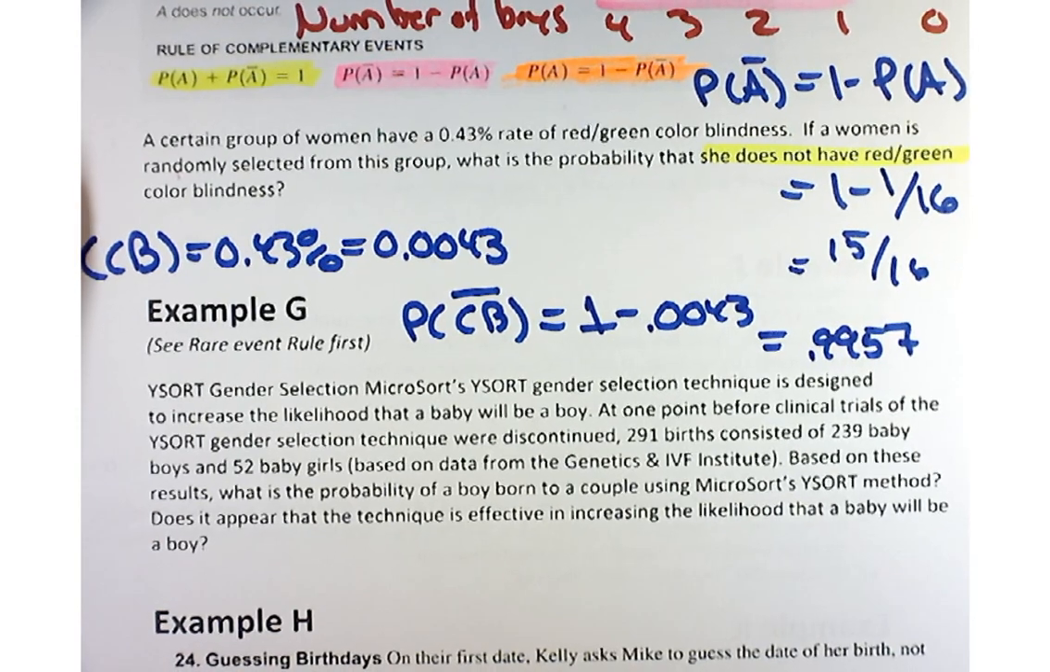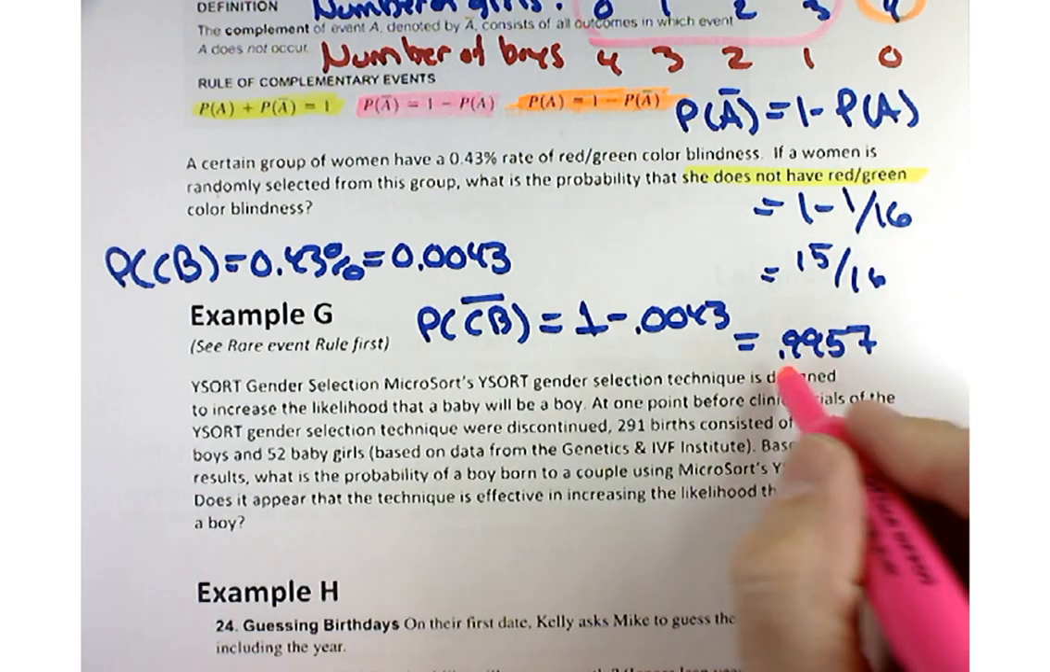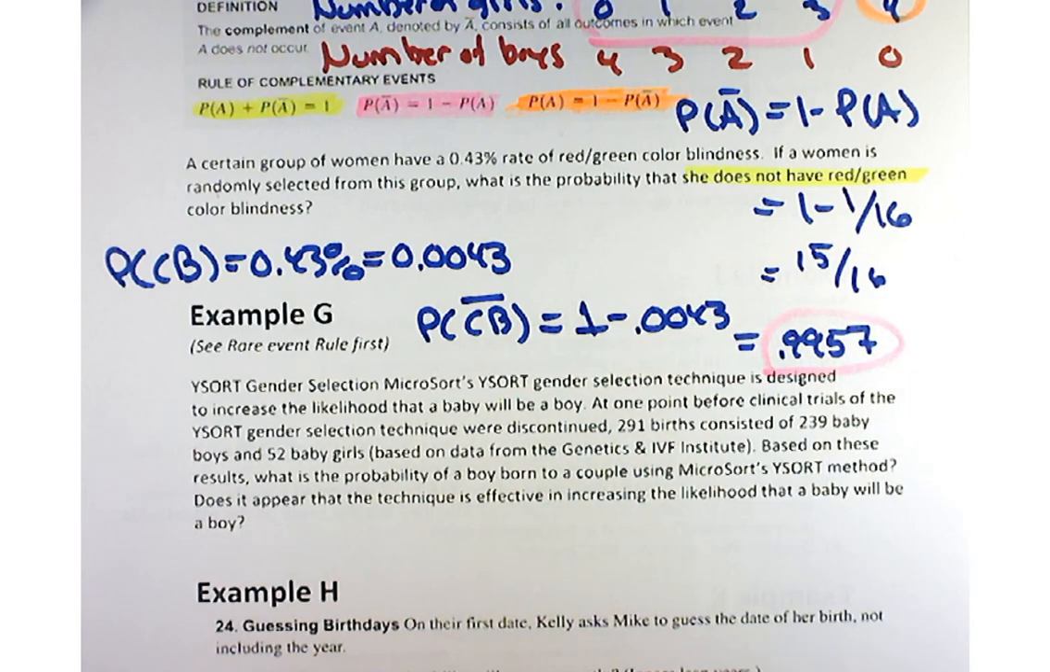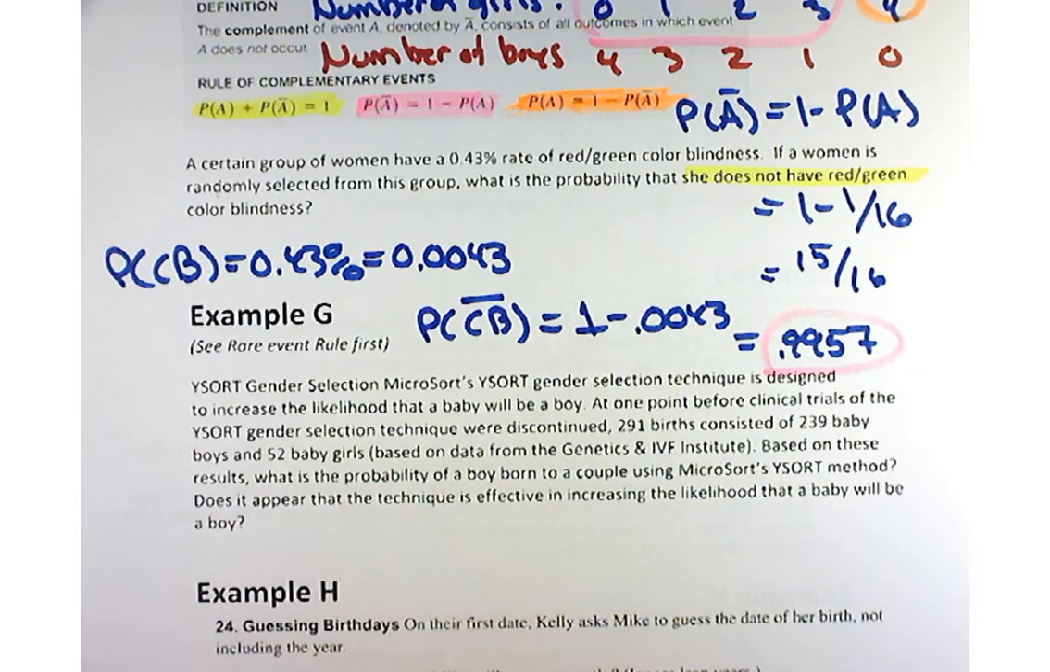Is it likely that if you pulled somebody out of this group that they wouldn't be red colorblind? Yeah, that's a really good chance. There's only a 43 out of 10,000 chance that you would find somebody with red-green color blindness. Nice. But see, what we're doing is calculating probabilities indirectly, and that's quite often what we have to work out.